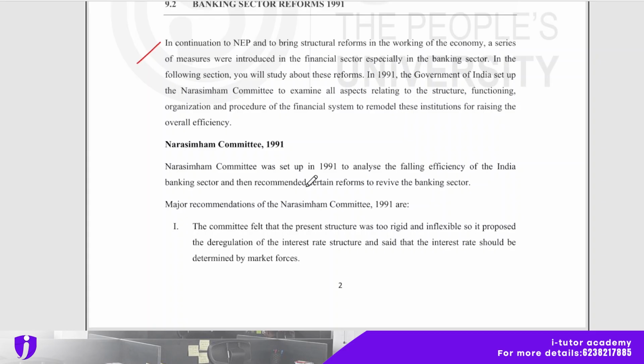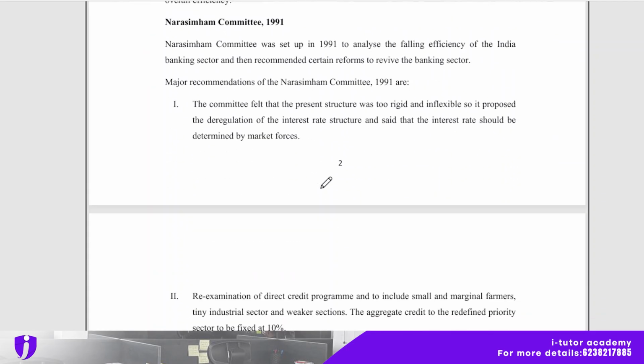Okay, in 1991, the Government of India set up the Narasimha Committee to examine all aspects relating to the structure, functioning, organization and procedures of the financial system to remodel these institutions for raising the overall efficiency. The Narasimha Committee 1991 was set up to analyze the falling efficiency of the Indian banking sector and then recommended certain reforms to revive the banking sector.